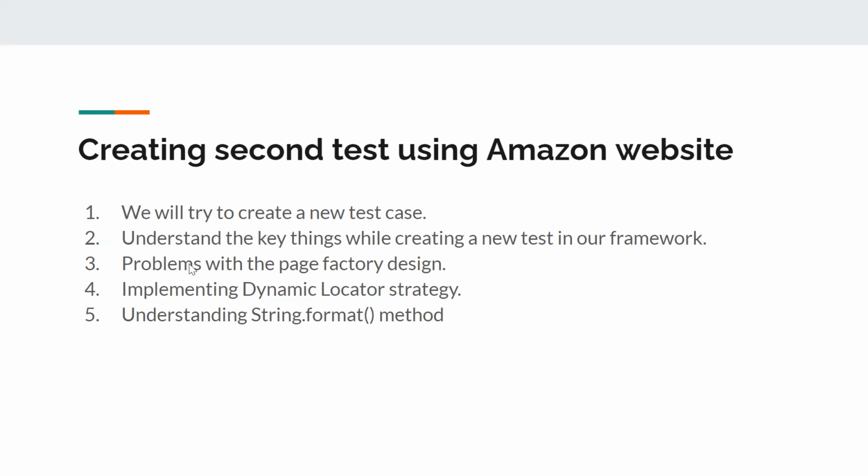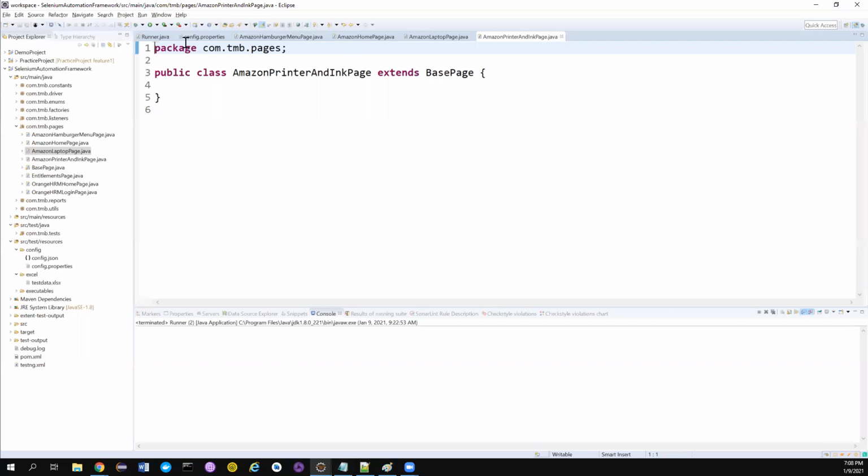We'll also see what the problem is with the page factory design. Then I will also tell you how to implement a dynamic locator strategy to make it more effective, and how we can use the format method in the String class. So this is the agenda for today's topic. Without wasting much time, let me go to the workspace.